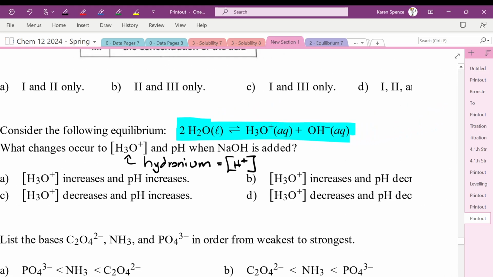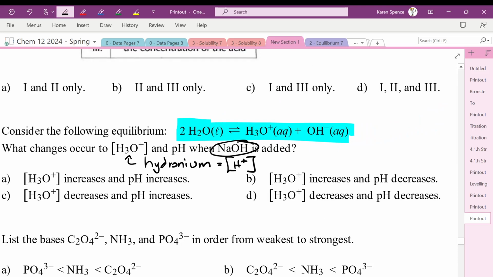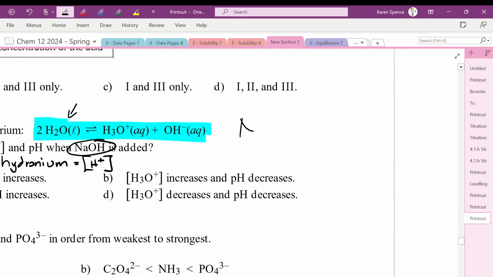Excellent. All right. Now, we are going to add some NaOH. We are dumping this into a beaker full of water, yes? Because what do we have here? We have water. So what happens to NaOH when we put it into water? It dissociates. Now, is it a partial dissociation or a full dissociation? Full. How do we know that? It is a metal hydroxide, and metal hydroxides are strong bases, so it completely dissociates.